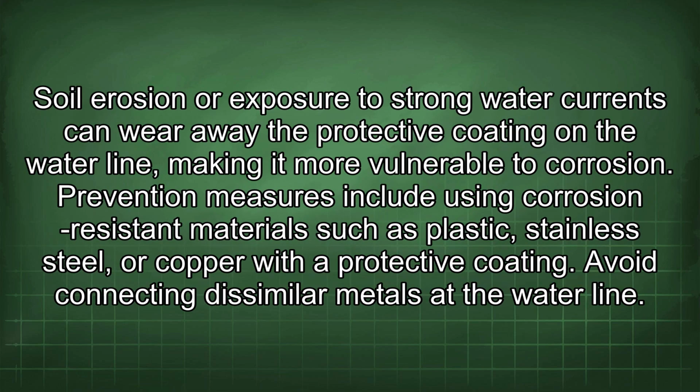Soil erosion or exposure to strong water currents can wear away the protective coating on the water line, making it more vulnerable to corrosion. Prevention measures include using corrosion-resistant materials such as plastic, stainless steel, or copper with a protective coating. Avoid connecting dissimilar metals at the water line.